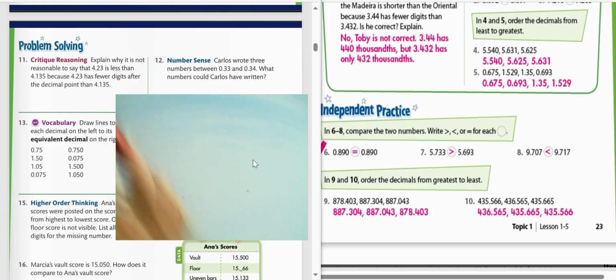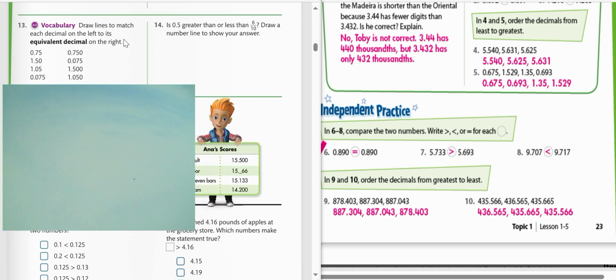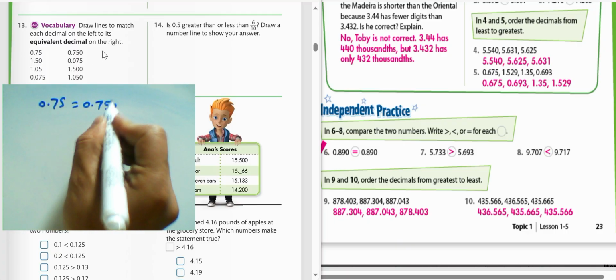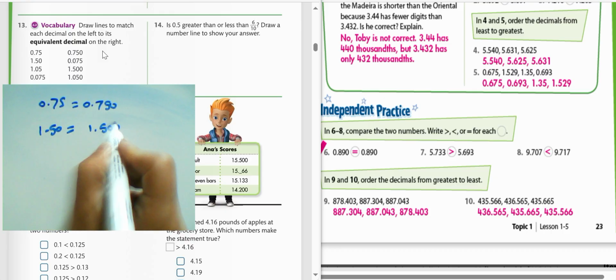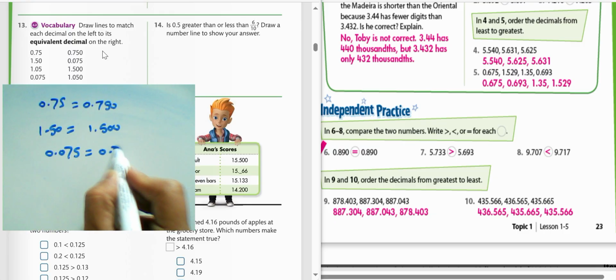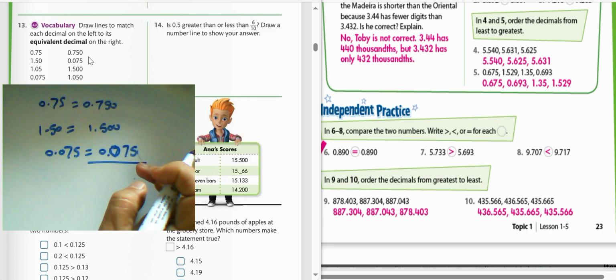Okay, vocabulary here: draw lines to match each decimal on the left to its equivalent decimal. This number's equivalent is, we have 0.75 equals 0.750. 1.5 equals 1.50. 0.075, its equivalent is 0.0750. We can put 0 outside here. Understood? And we have a similar example here, this number like this number.